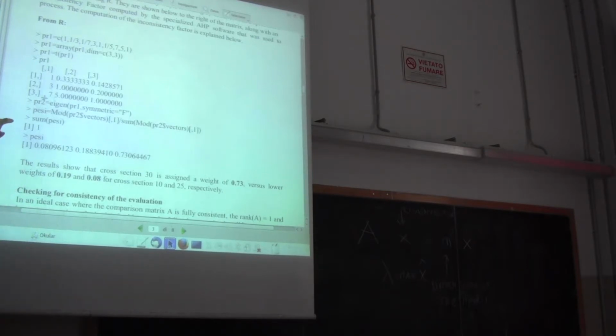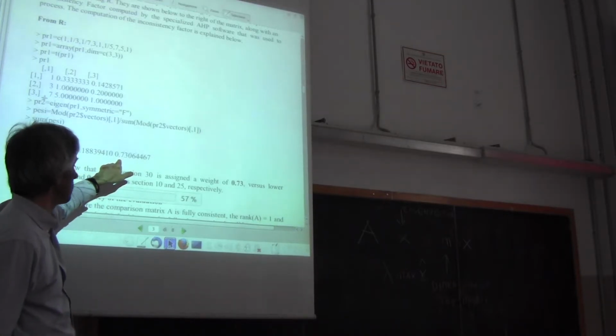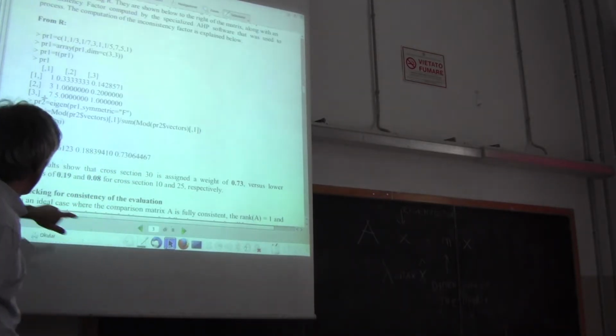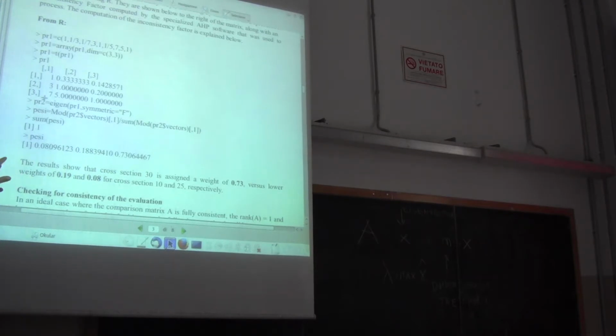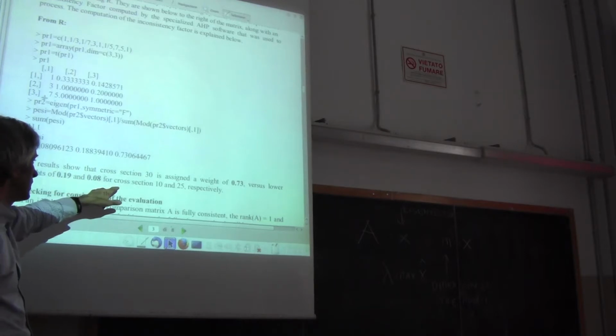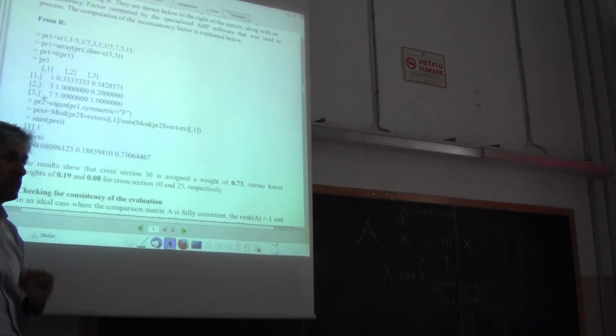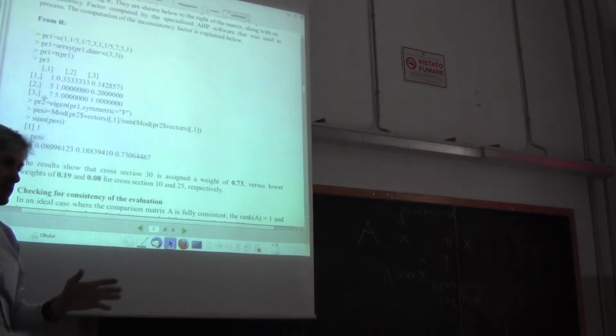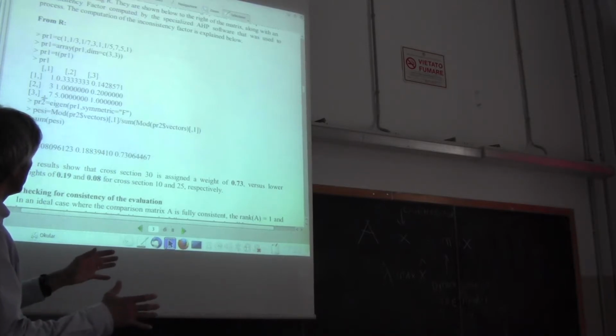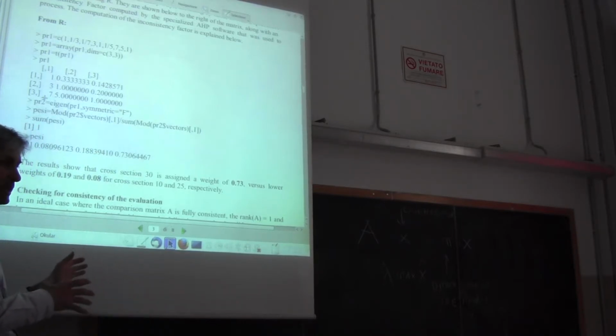Okay, that's fine. In fact, if you take the sum of the weights, you get 1, and these are the weights. Basically what we see is that the cross-section 30, which is the third one, is given a weight of 0.73 versus lower weights of 0.19 and 0.08 for the cross-sections 10 and 25. So basically the preference goes to 30, and then to 25, and then to 10.